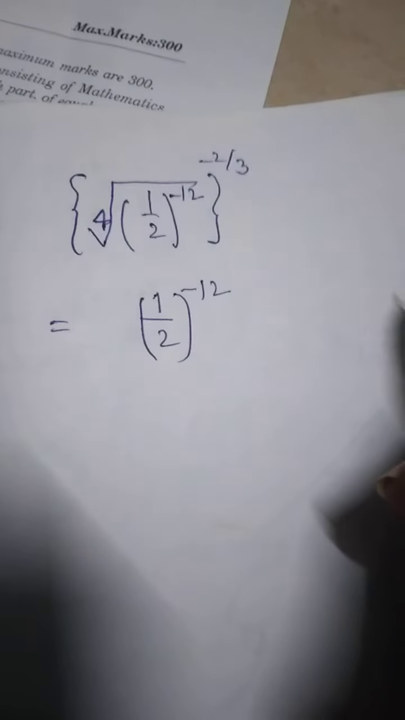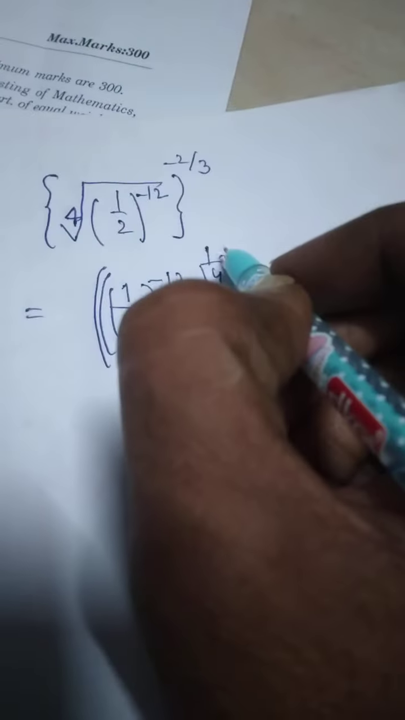Good evening viewers. Today's problem is the 4th root of (1/2)^(-12), all raised to the power of -2/3. So this is nothing but ((1/2)^(-12))^(1/4), raised to the power of -2/3.